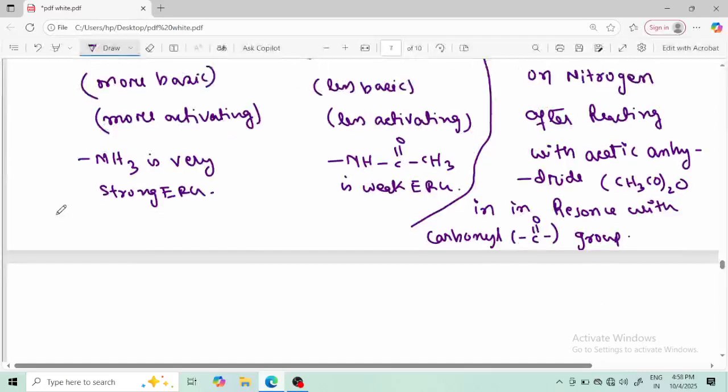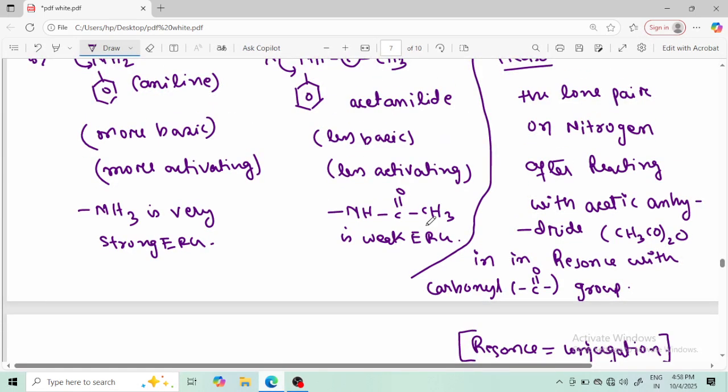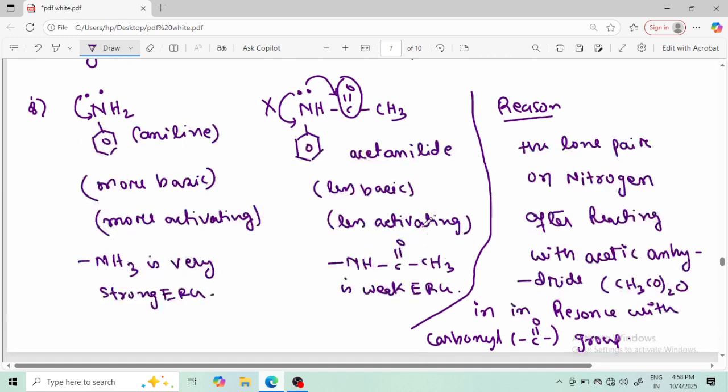One important thing here: resonance means they can also use the word conjugation. So resonance is conjugation. This statement that I have given, they ask question on this point, like a 1 mark question. Whenever they ask any question related to aniline and acid anilide, you just write this statement: that once it reacts with acid anhydride, the lone pair of nitrogen atom is involved in conjugation or resonance with carbonyl group.